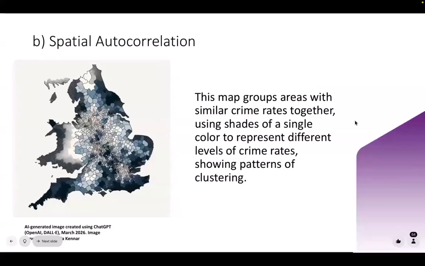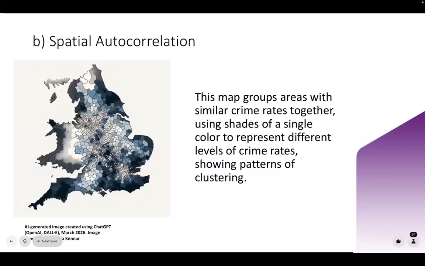Next, we have our spatial autocorrelations. So this map tends to group areas with similar crime rates together. It uses shades of a single color to represent different levels of crime rates, showing patterns of clustering. It basically takes point pattern thinking one step further. Do neighboring areas tend to have similar values? And this underlying principle is sometimes called Tobler's first law of geography, where everything is related to everything else, but near things are more related than distant things.